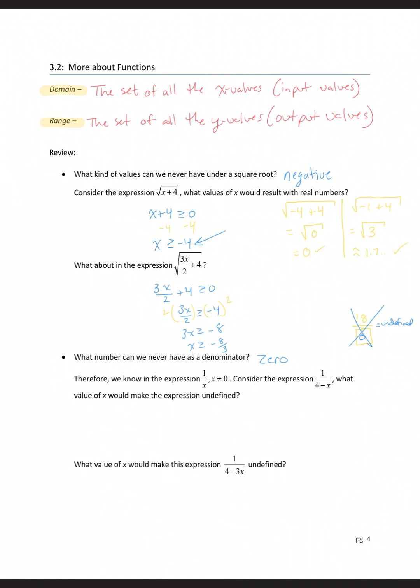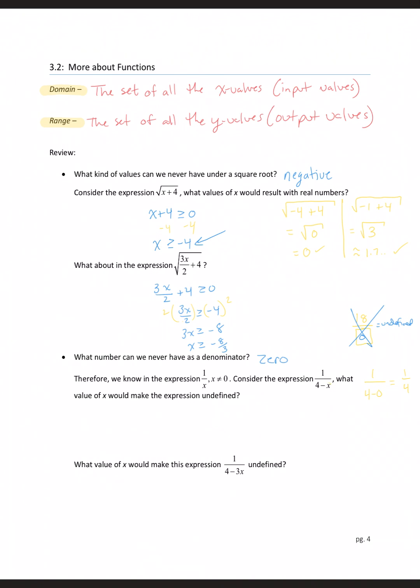But we want to consider this expression, 1 over 4 minus x. What value of x would make this expression undefined? Well, we don't want to just be quick to say, ooh, 0, because if we have 1 over 4 minus 0, what's 4 minus 0? Well, that's just 4. So that's actually equal to 1/4, which is absolutely okay.